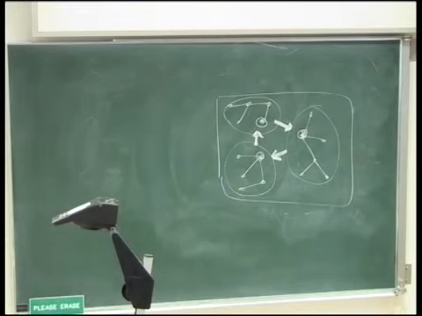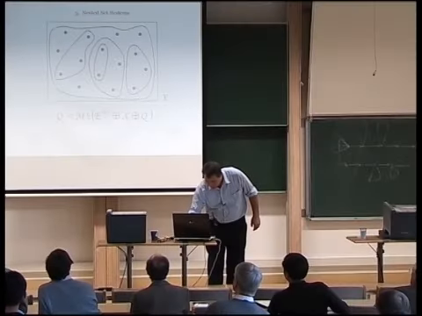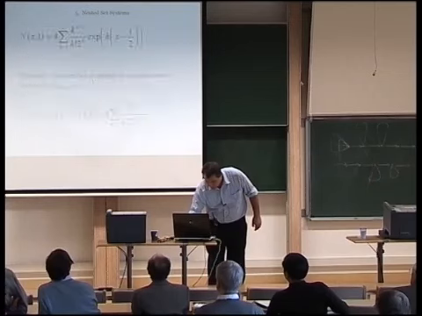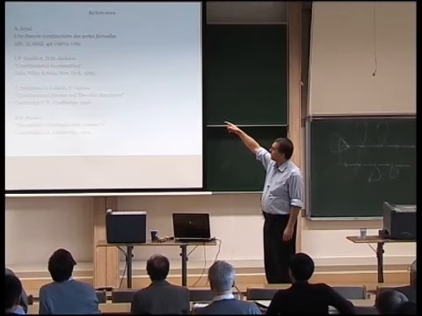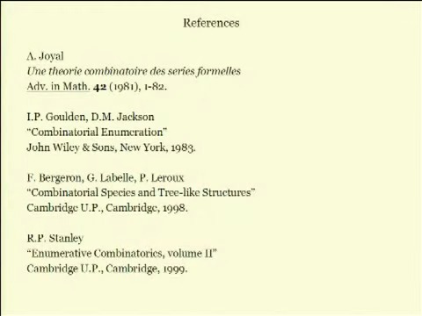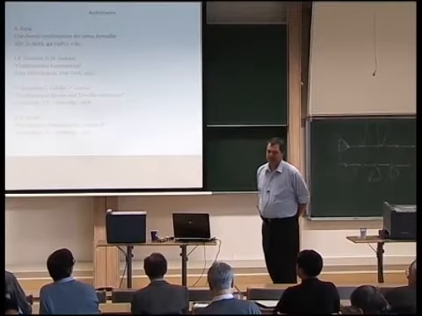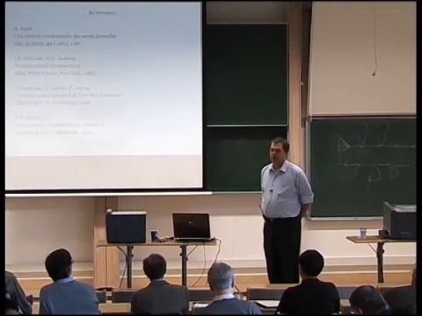So one thing I didn't mention, the very last thing, some references. André Joyal's original paper, Goulden and Jackson's monumental book, Combinatorial Enumeration. Combinatorial Species and Tree-like Structures, by Bergeron, Labelle, and Leroux. It focuses on exponential generating functions and the underlying theory quite strongly. And Richard Stanley's second volume of Enumerative Combinatorics also discusses this in detail. Perhaps exponential generating functions appeared in the Comtet book. Perhaps, yeah, I wouldn't be surprised.